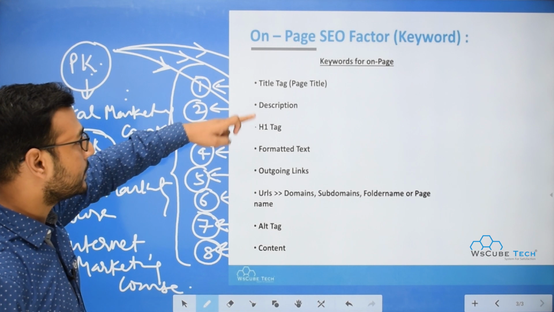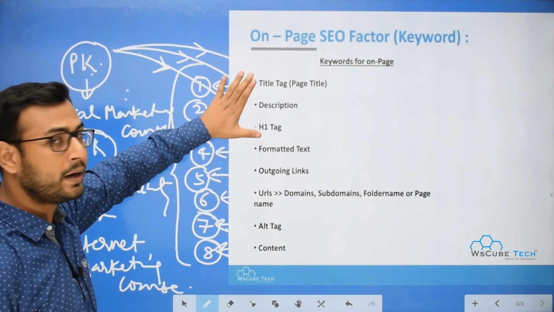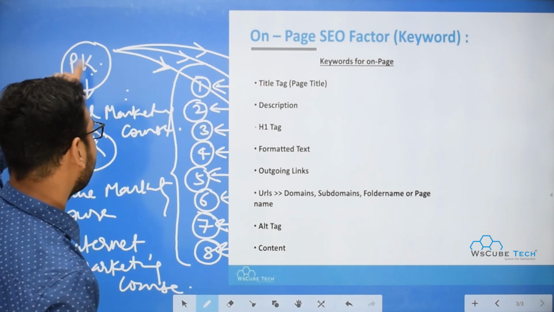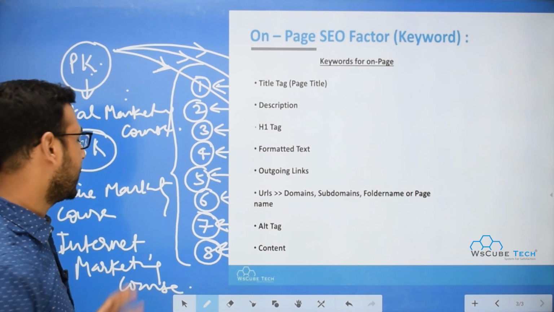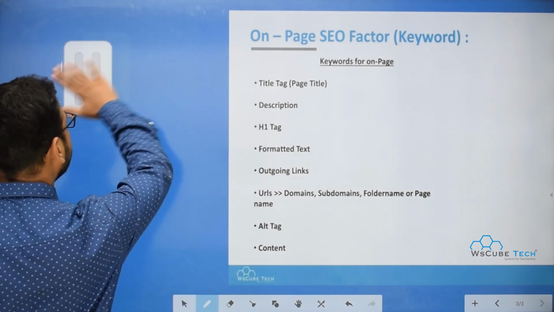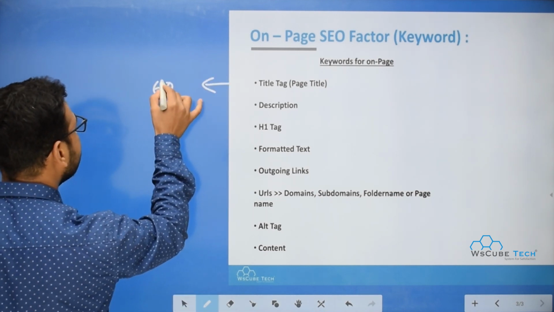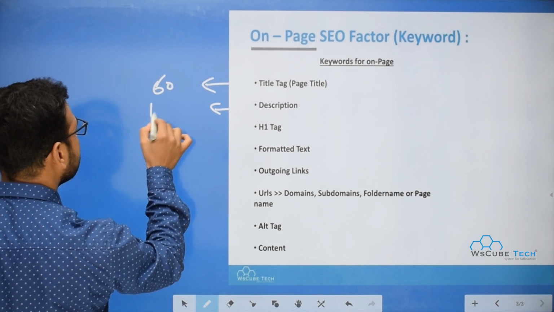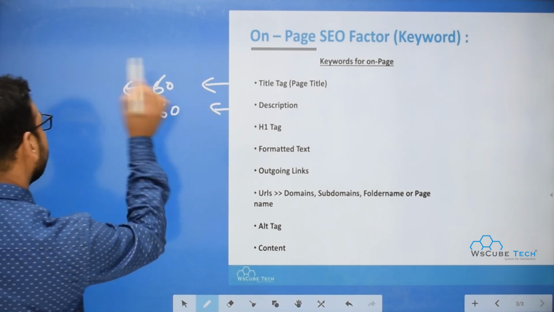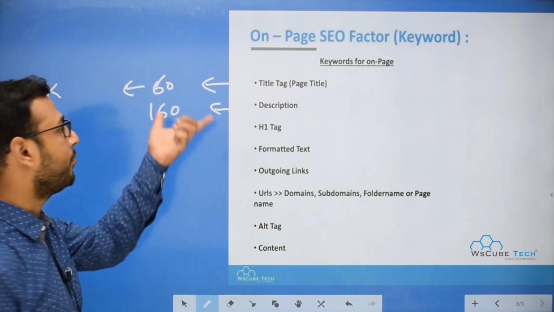So the title tag, description, and the H1 tag are a very important set of elements present on our web page. So we have to use our primary keywords in this particular set. Now again, a very important thing is that the title tag is around 60 characters and the description is around 160 characters. Then we have to put our primary keyword in the very beginning of the title tag.